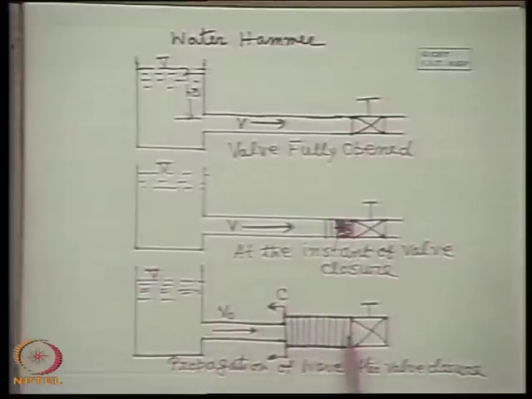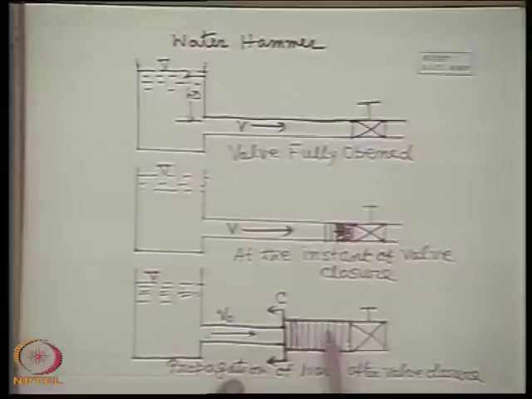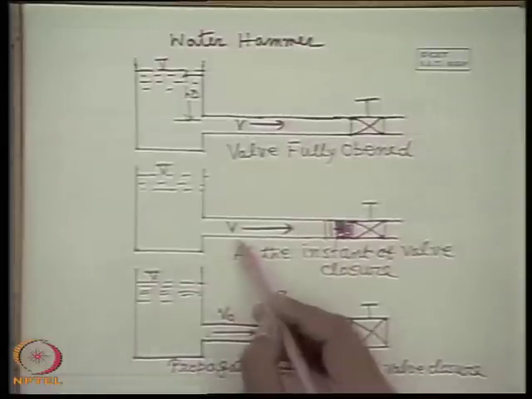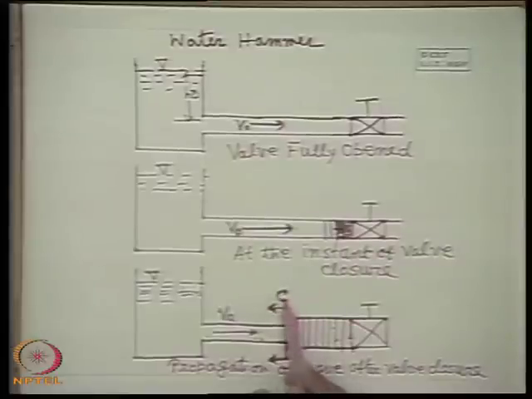So in the downstream part of this propagating pressure wave, at any instant, the fluid has come to rest, its pressure is increased and a little enlargement of the diameter has taken place. That means the kinetic energy of the fluid corresponding to V0 has been transferred to the pressure energy or elastic energy of the fluid and also to the elastic energy of the pipe. The upstream part is moving with the same velocity V0 and with the initial pressure. Here is the wave which is moving with a velocity C in this direction.